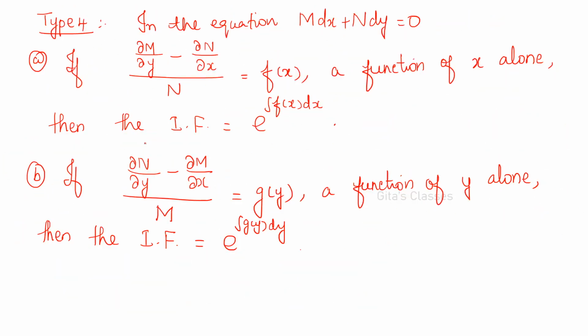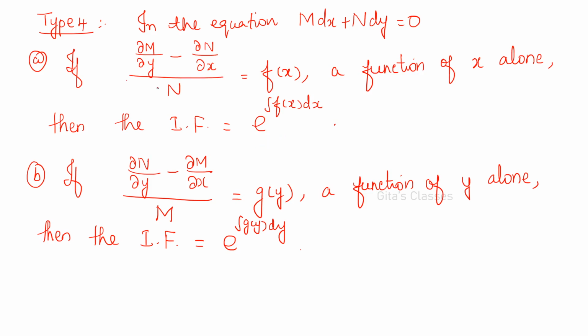Next, type 4, in the equation M dx plus N dy. Suppose it is not possible by all the above three types, it is not coming under any of the previous three types, then go for checking these things. Check the value (∂M/∂y minus ∂N/∂x) divided by N. If you are getting a function of x alone, then the integrating factor will be e power integral f of x dx.